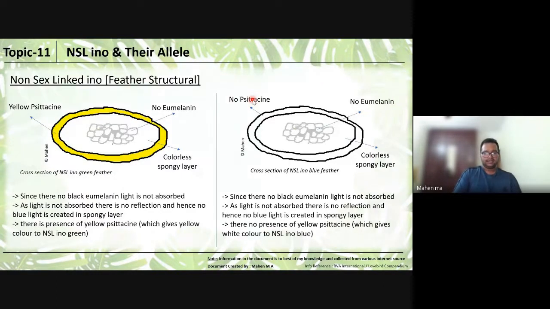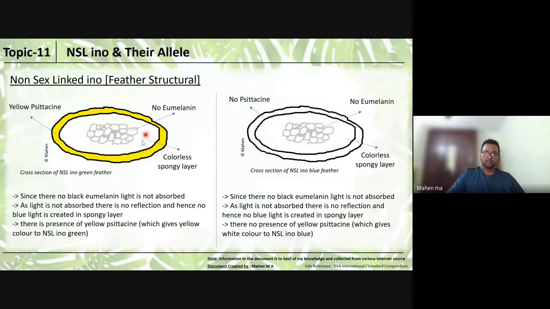So now we'll understand the feather structure of the INO mutation. As I told you, this falls under eumelanin reduction. So there are no eumelanins. Since there are no eumelanins, once the light falls on the feather, there is no absorption of the light happening. You must know that black color absorbs the most light. Since there is no eumelanin, there is no dark color present here. Since there is no dark color, there is no light absorption happening, so there is no blue light created in the spongy layer.